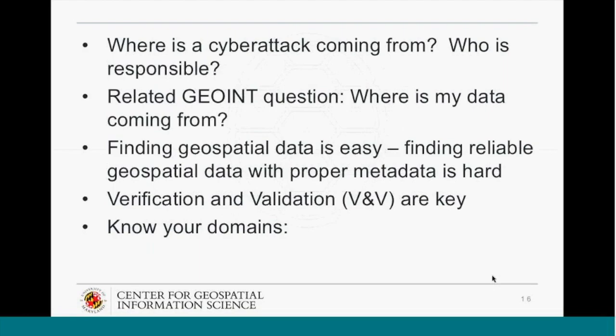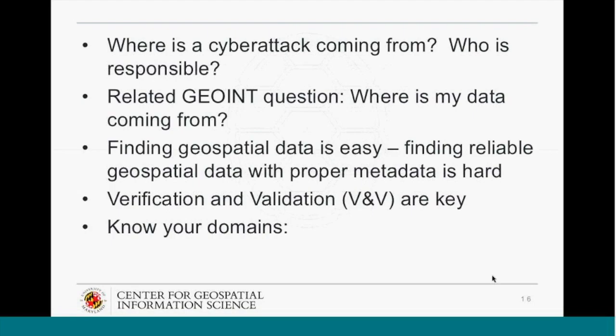So let's talk about attribution a little bit, right? When you think about attribution, the classic example in the cyber arena would be where is a cyber attack coming from? Who is responsible for trying to hack into this government system? The related GEOINT question, which we dealt with a little bit in our lab exam, was where's my data coming from, right?